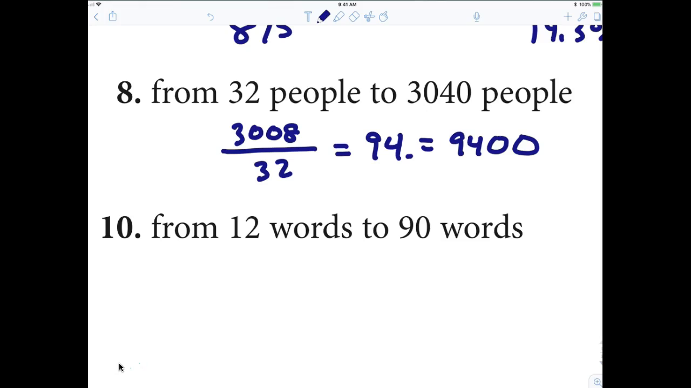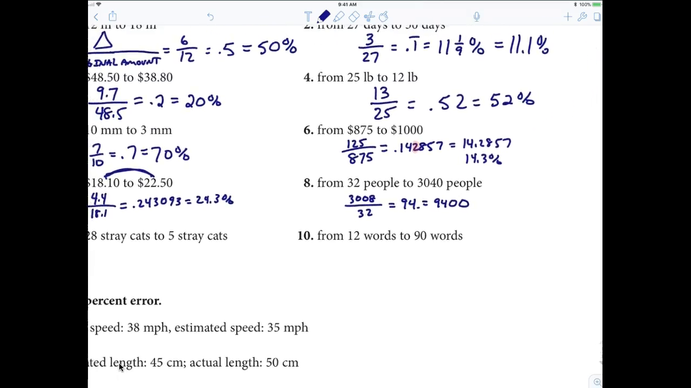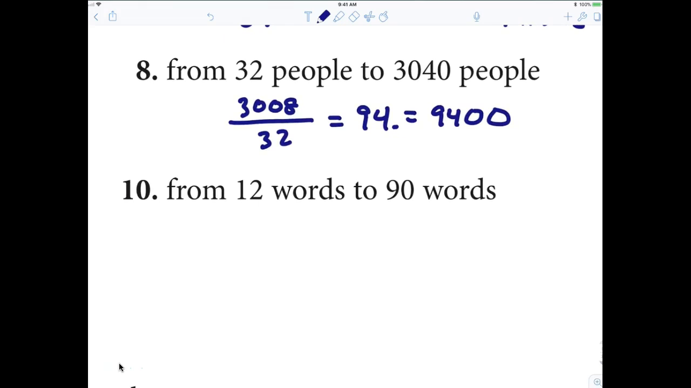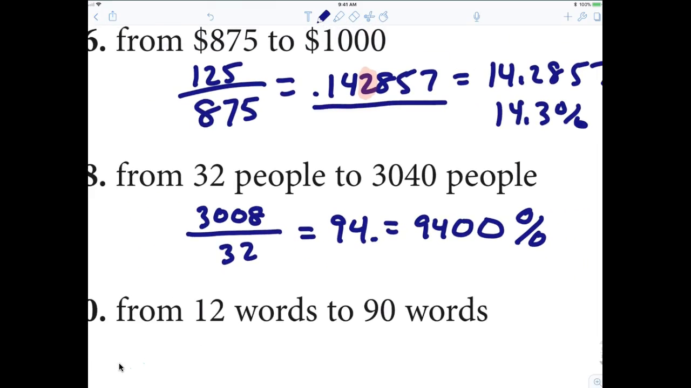Jesse, good. I'm going to let you give it a shot. Yes, you're up. Did you do 3008 divided by 32? And you got what? Why are you confused how I got 94? Because you multiply by 100, remember? Hey, do you understand me on that? Right, because that's why I'm emphasizing this is what you get. But remember, you're looking for a percent, so you have to move it 2 places to the right. Do you hear me or not?